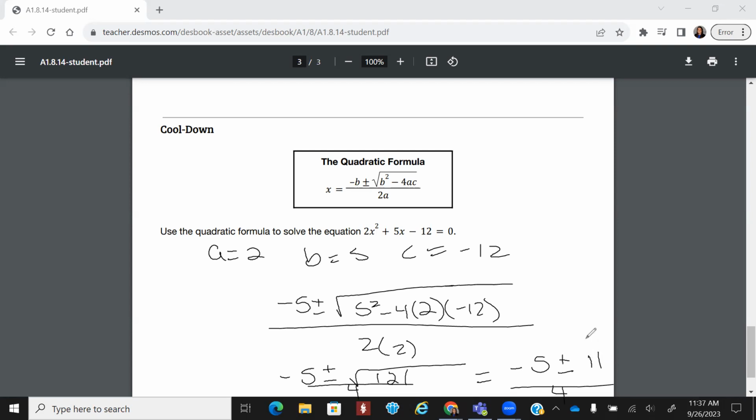-5 plus 11. Nope, -5 plus 11 is 6. And 6 divided by 4 is 3 halves. Okay. Now, if we take -5 minus 11, that's going to give me -16. -16 divided by 4 is -4. These are my two solutions.